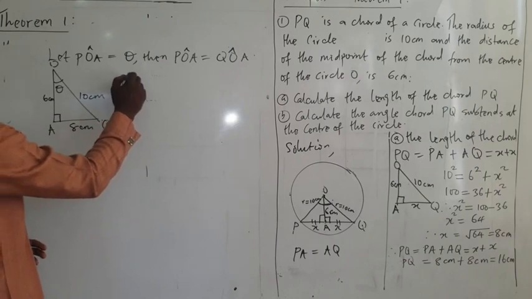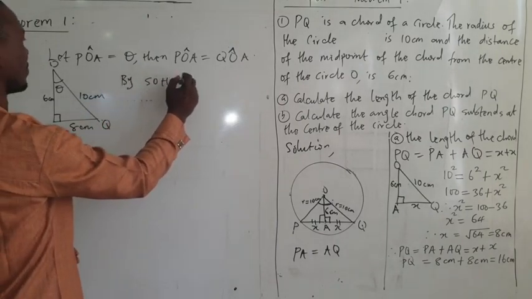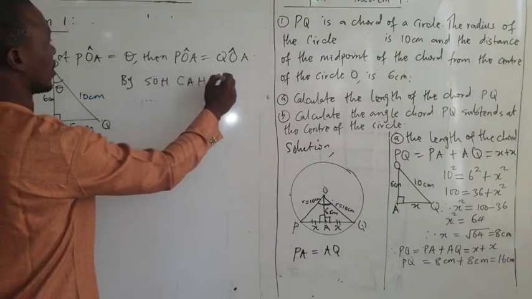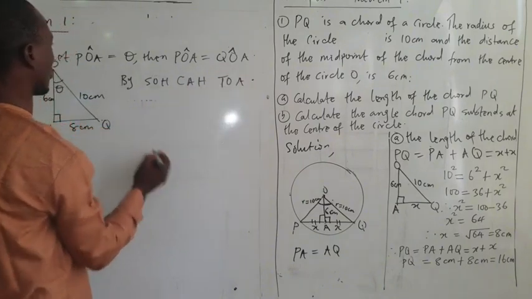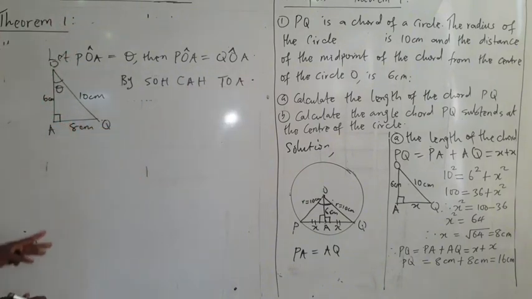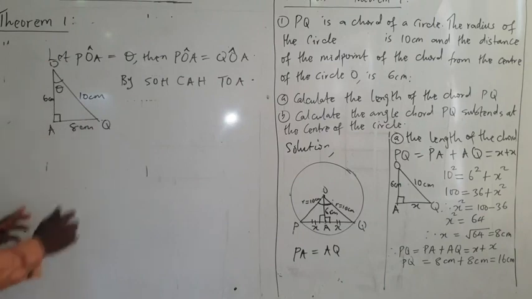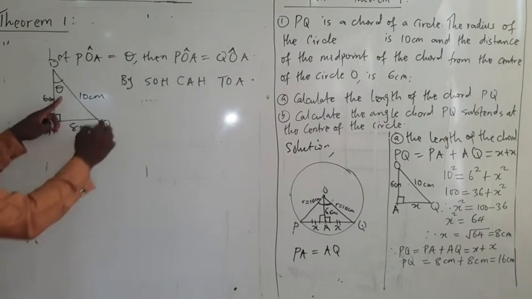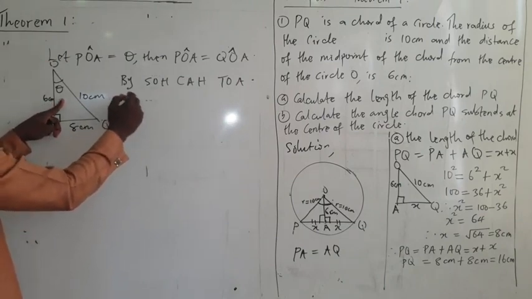So you can say by SOHCAHTOA, you are free to use any ratio because all the sides are given already. So let's say by sine ratio.